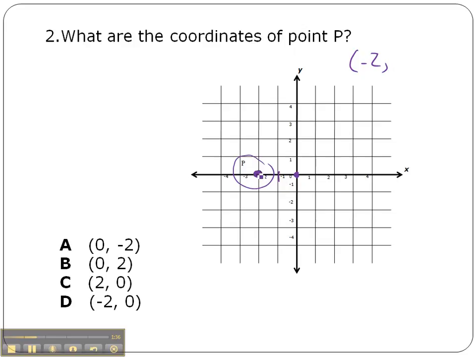Then I need to ask myself, how far up or down am I moving to get to my point? Well, I don't need to move up or down at all. It's on the x-axis, so my y-coordinate is 0. So the coordinates of point P are -2, 0. So the correct answer is D.